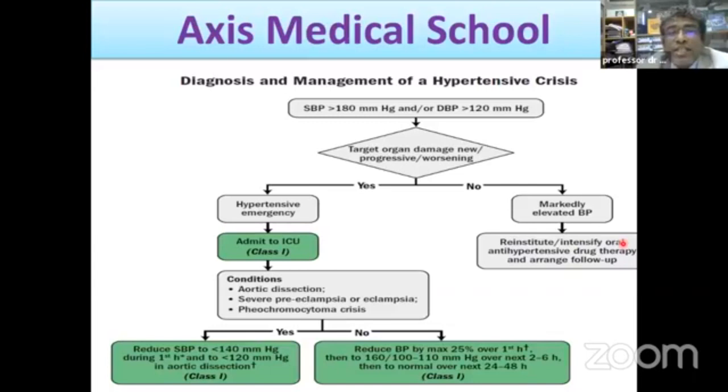If there is no target organ damage, we can label it as hypertensive urgency, and this patient should be treated as an outpatient, or this patient may also be treated at home, and follow-up may be done.